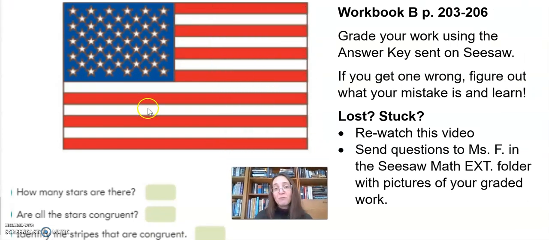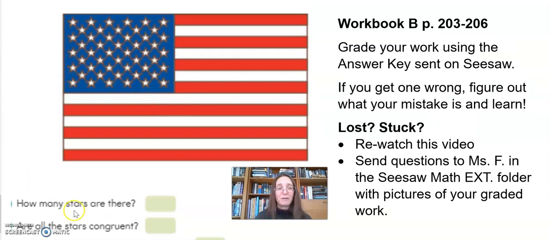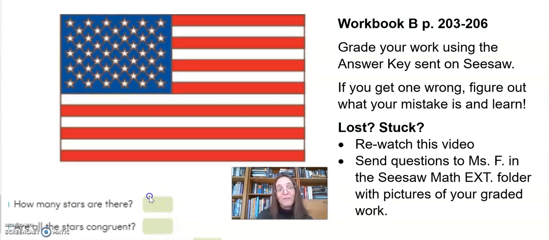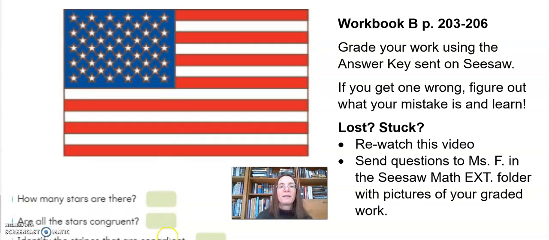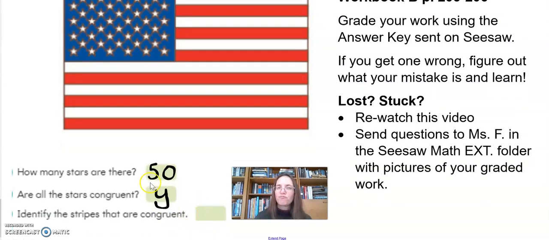So here we have the flag of the United States of America. It asks how many stars there are. Well, if you, like me, already know, you're going to write down that there are 50 stars for each of the 50 states. Are all the stars congruent? Are they the same shape? Are they the same size? Yes, they are.